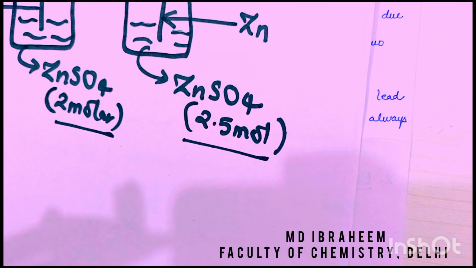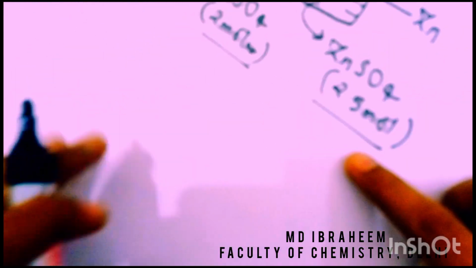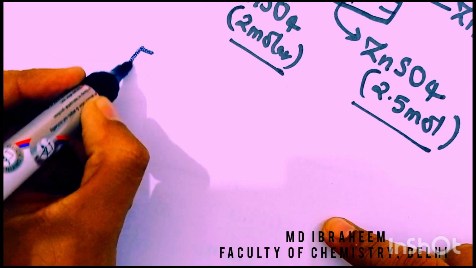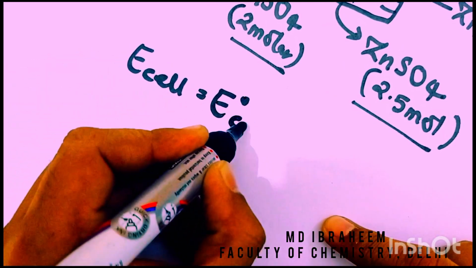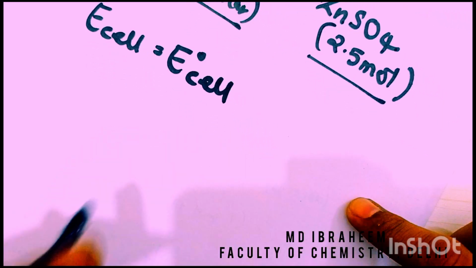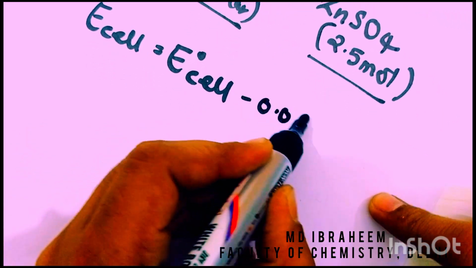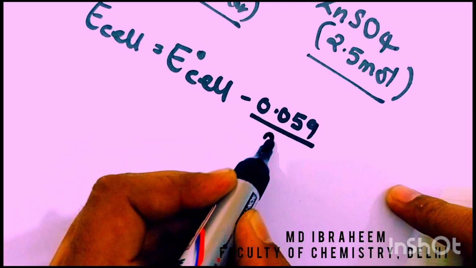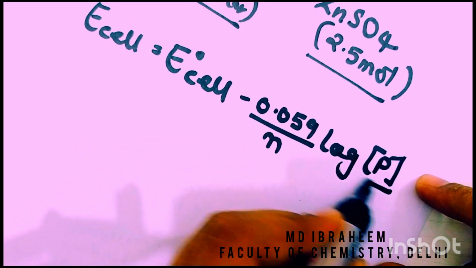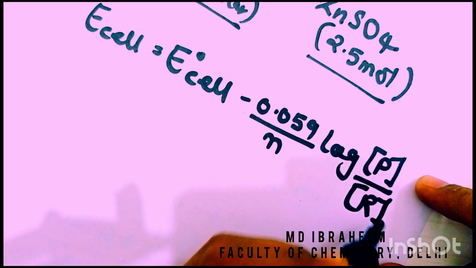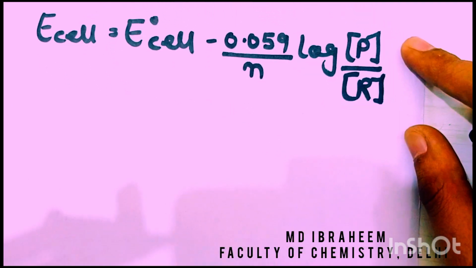Hope you know what the Nernst equation is. Do you know what the Nernst equation is? The Nernst equation is E cell is equal to E naught cell minus 0.059 upon n log product upon reactant. Very clear to you? It is the Nernst equation.